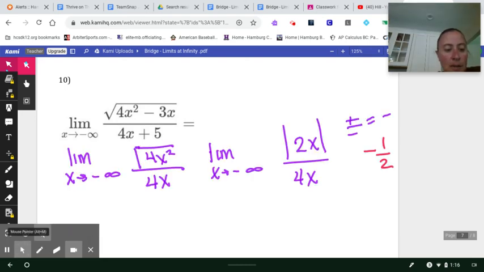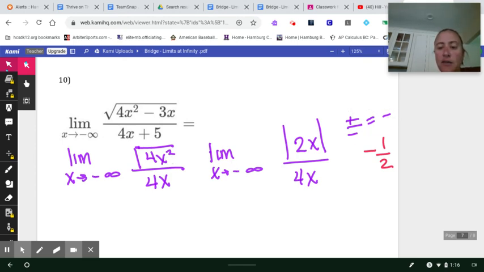All right, I think I've got mine written out here. So I rewrote it with my largest power on the top and bottom. Then I said the square root becomes the absolute value of 2x. The square root of 4 is 2. The square root of x squared is x. Then I went and I checked my signs.